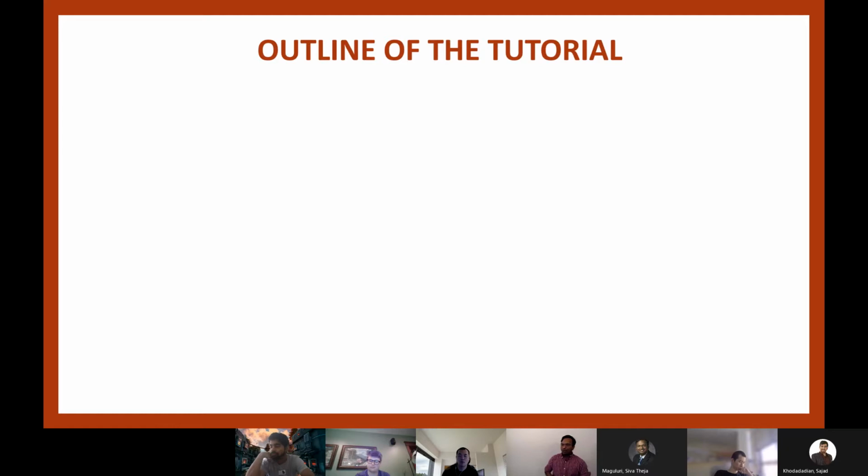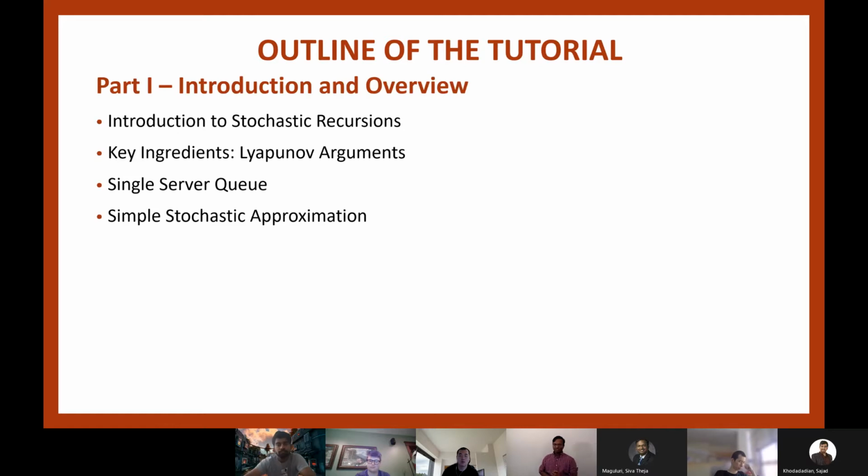OK, so with that motivation for stochastic recursions, let me present the outline of this tutorial. Like I mentioned, this is in 3 parts. In the first part, I already gave an introduction to stochastic recursions. In the remaining time in the first part, I'm going to present the key ingredients of our method, the Lyapunov arguments. I'll first give an overview of various Lyapunov arguments, and then I'll show how these can be used to study a single server queue and a very simple stochastic approximation.